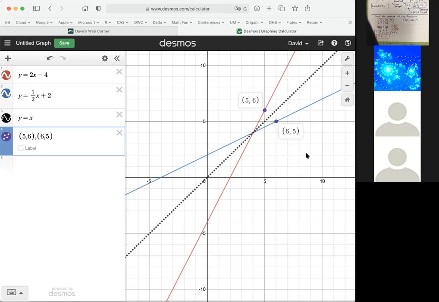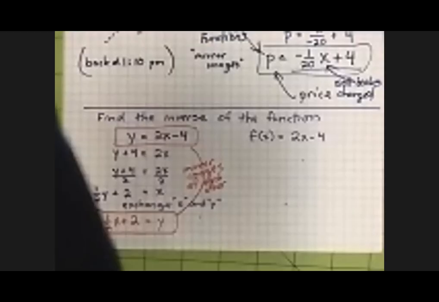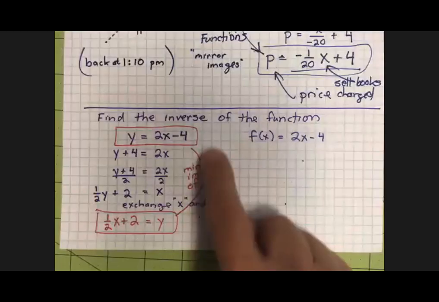So you're going to ask the question right now, like, why do I care about mirror images? Why do I care about inverse functions? Well, I'll try to help you care. But first, let's look at the procedure.